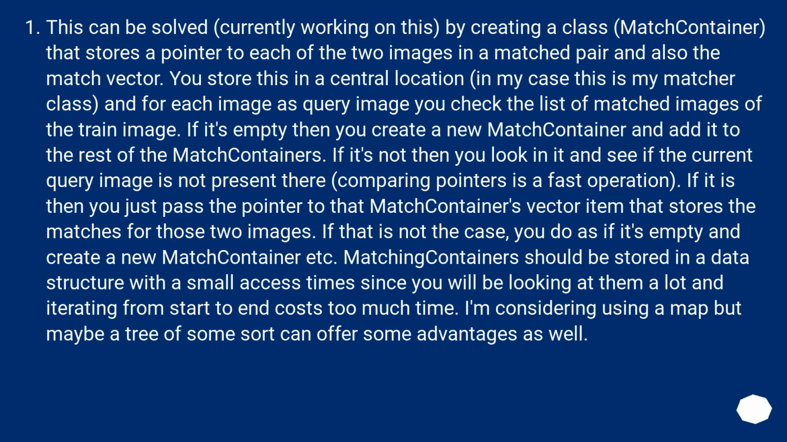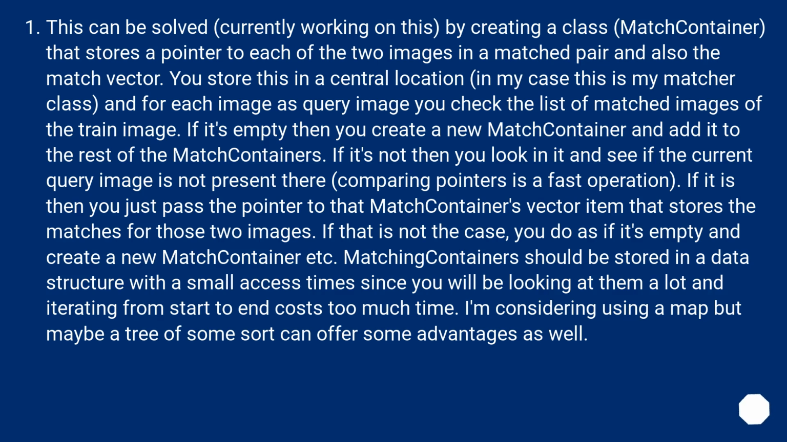This can be solved, currently working on this, by creating a class match container that stores a pointer to each of the two images in a match pair and also the match vector. You store this in a central location. In my case, this is my matcher class, and for each image as query image you check the list of matched images of the train image. If it's empty, then you create a new match container and add it to the rest of the match containers. If it's not, then you look in it and see if the current query image is present there. Comparing pointers is a fast operation.